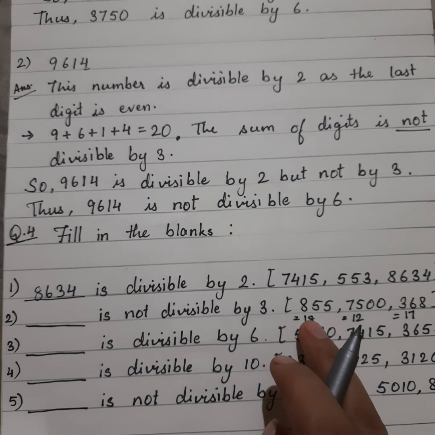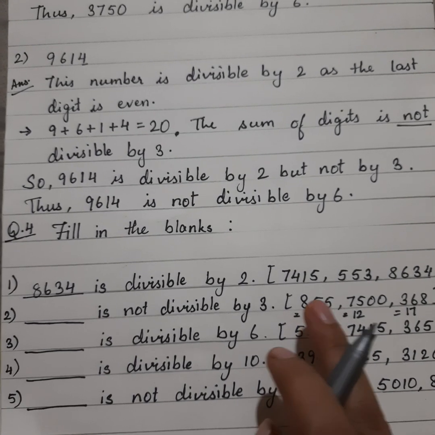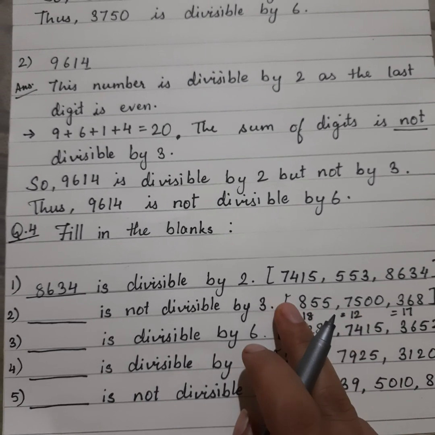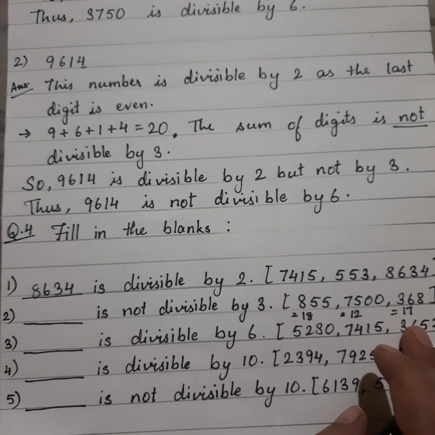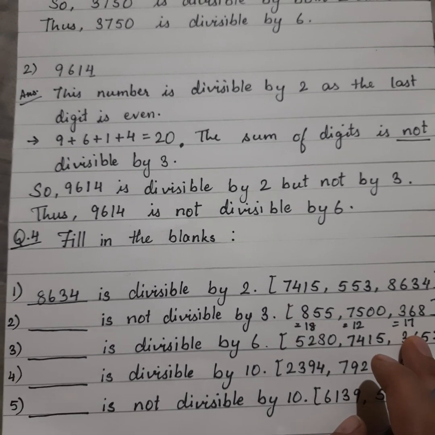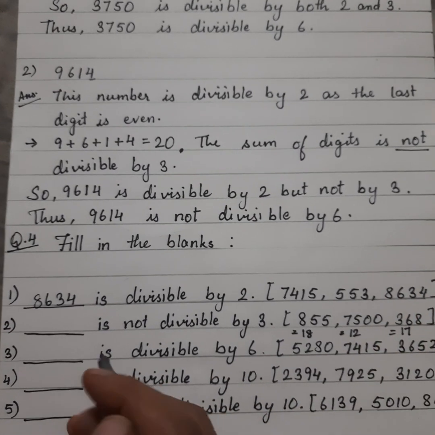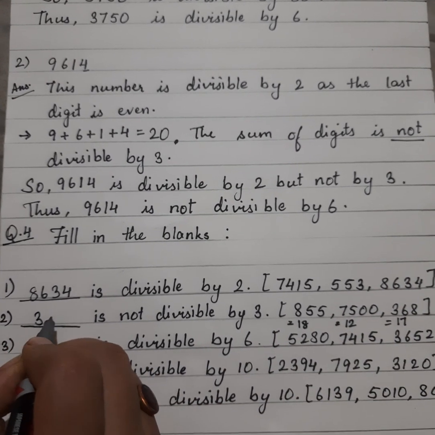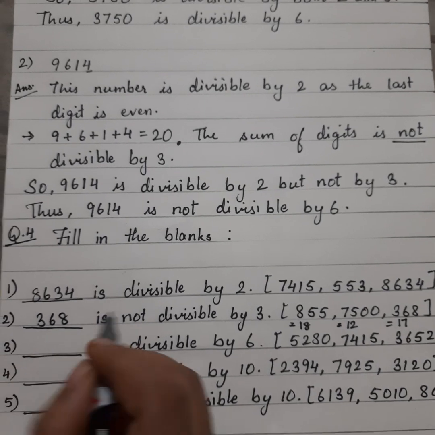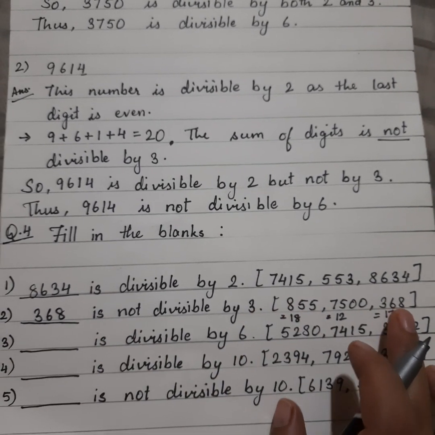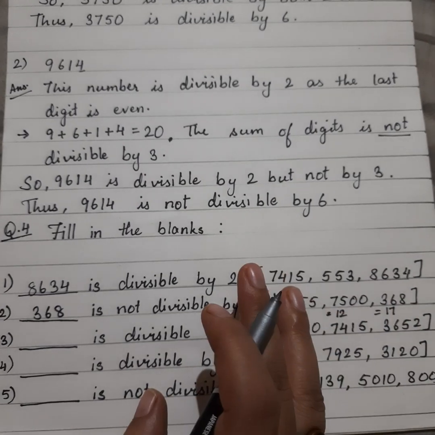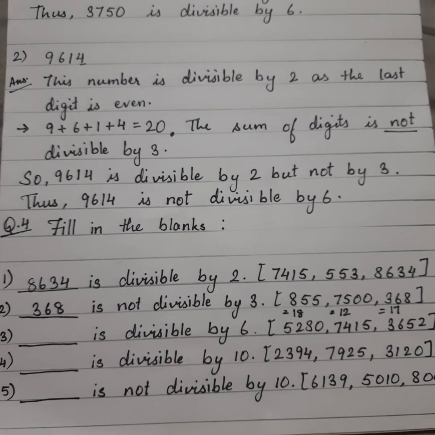So we can see 18 comes in the table of 3, 12 also comes in the table of 3, 17 is the number which does not come in the table of 3. So we can say this number is not divisible by 3, that is 368. This is the rough work I have done here. You will add it in your rough column, not here.